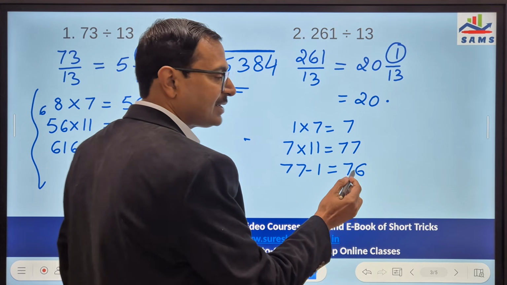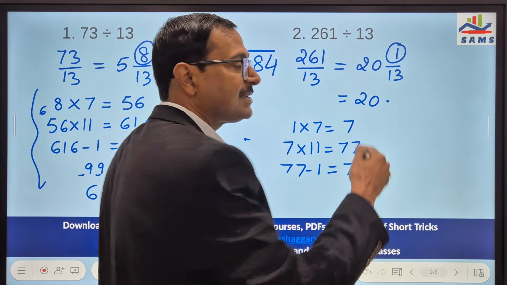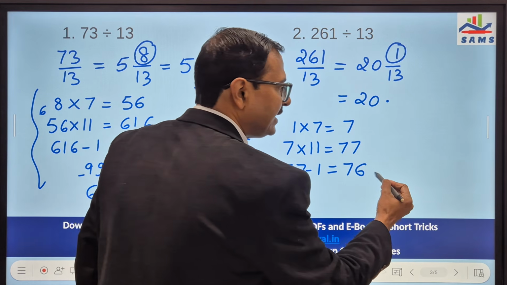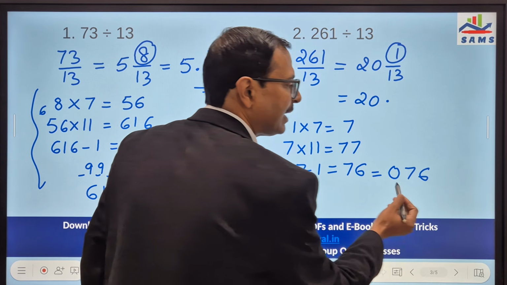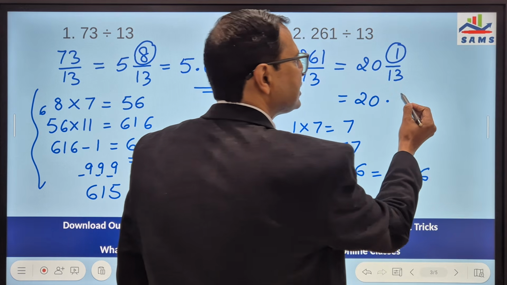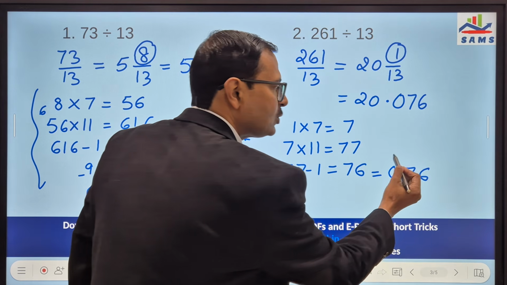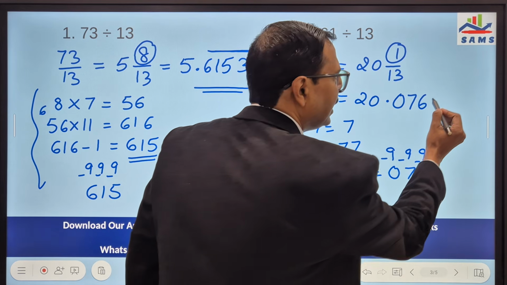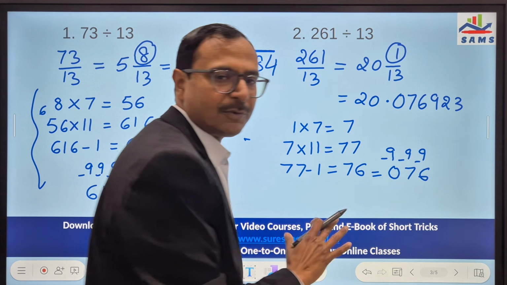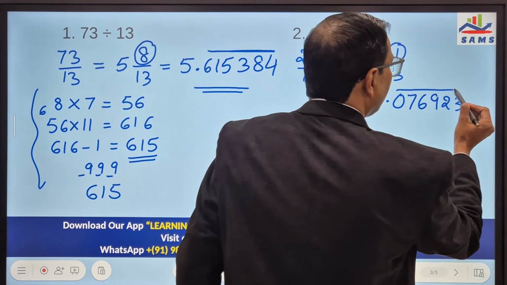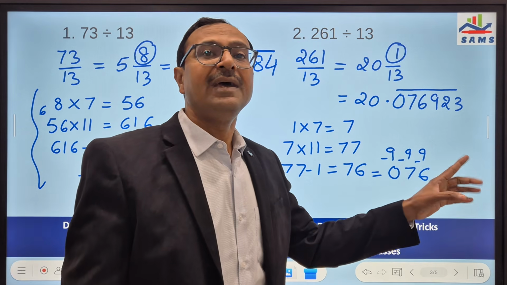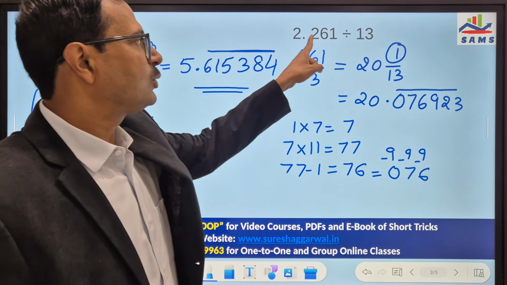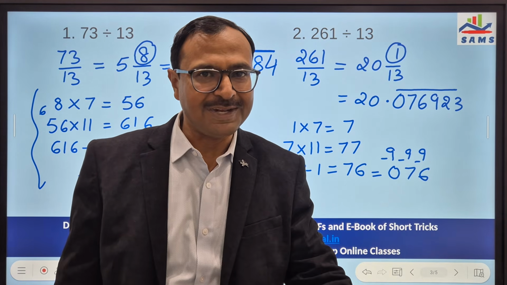So what do we do here is one more important thing. That's why I have taken this example where we are getting a 2-digit number here. So whenever we get a 2-digit number, write it as a 3-digit number 076 by prefixing a 0. So 076 forms the first part. And when you subtract all the digits from 9, you will get 9, 2, 3. And 9, 2, 3 forms the remaining part of your answer, giving you 20.076923, 076923, 076923 as the decimal representation of 261 divided by 13.